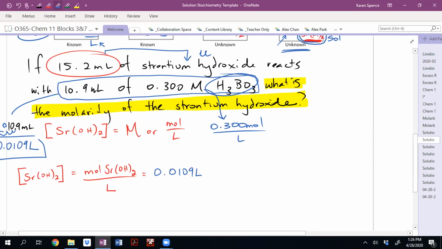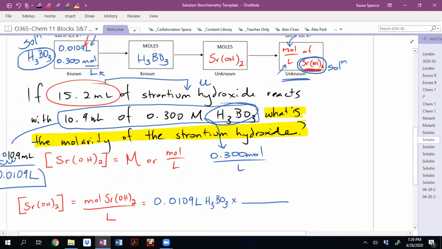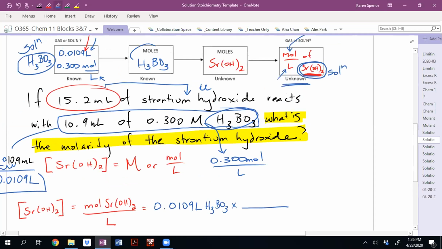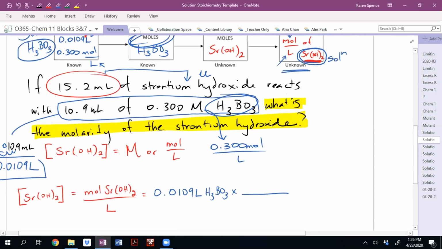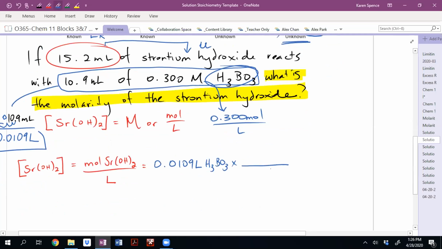0.0109 liters. And because this is stoichiometry, I am going to put the substance now. This is H3BO3, times, we want to find moles. Step one is usually find the moles. So cancel your liters. Makes sense.